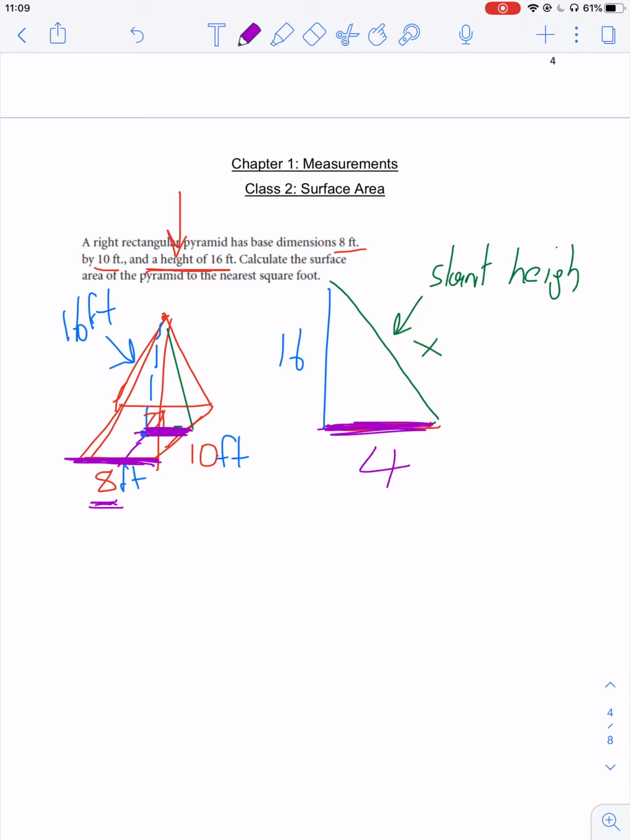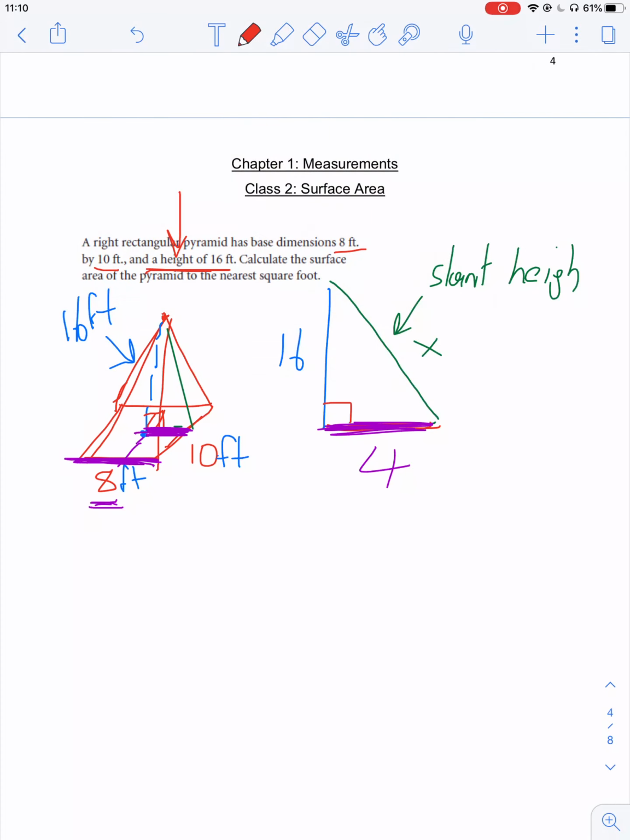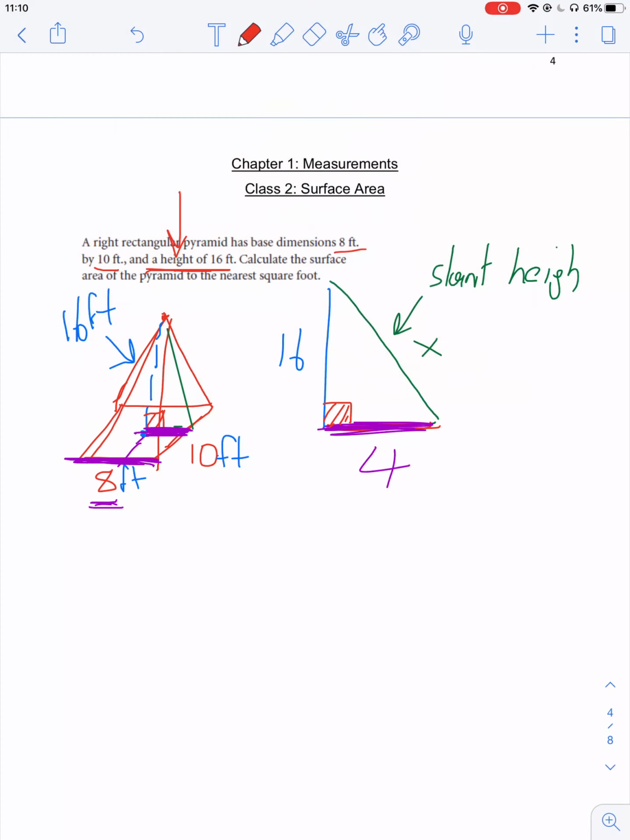Now, because it's a right angle triangle, right? By definition, the height has to be perpendicular to the base, so this is a right angle triangle. You can use your favorite Pythagorean theorem. Remember the formula is a squared plus b squared equals c squared, right? C is always opposite to the 90-degree angle.